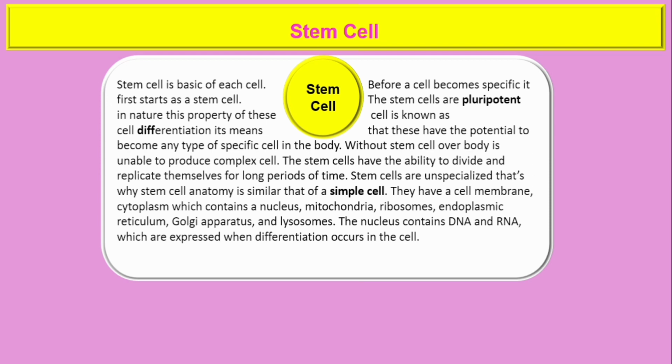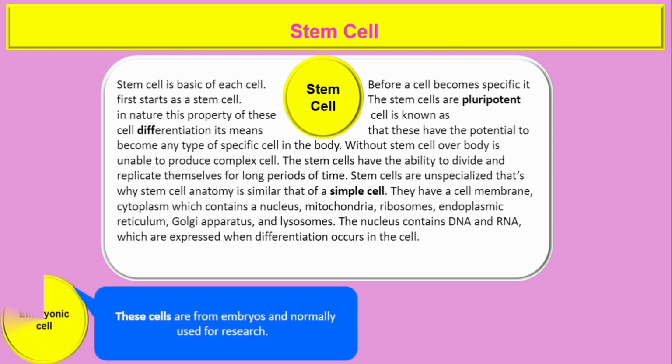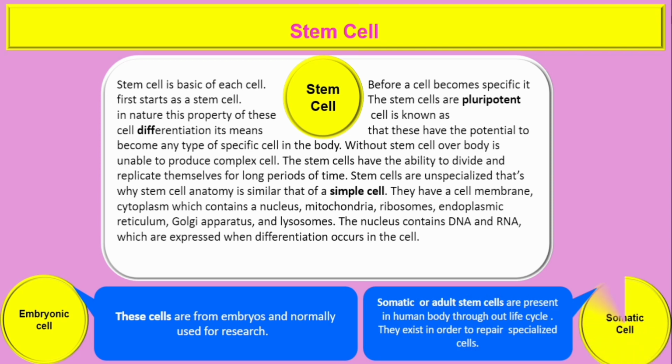Stem cells can be divided into 2 types. Number 1, embryonic stem cells. These cells come from embryos and are normally used for research purposes in the laboratory. Number 2, somatic cells. Somatic or adult cells are present in the human body throughout the life cycle, and these cells exist in order to repair the specialized cells.